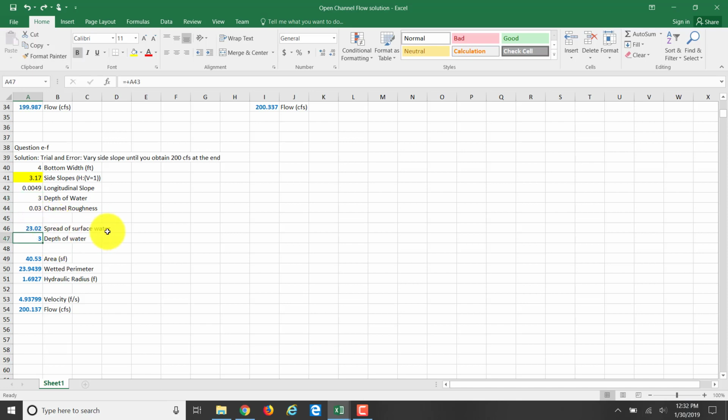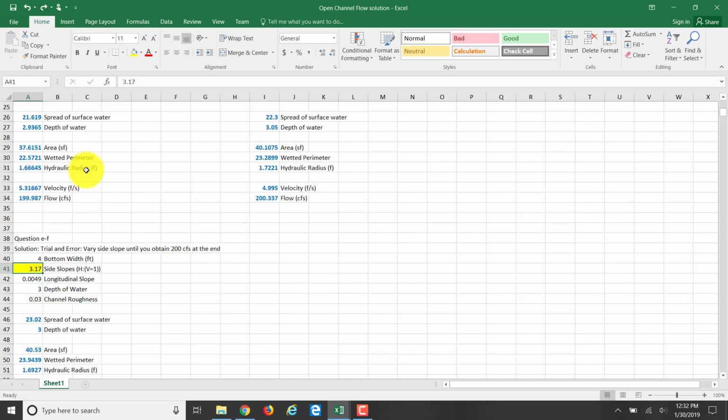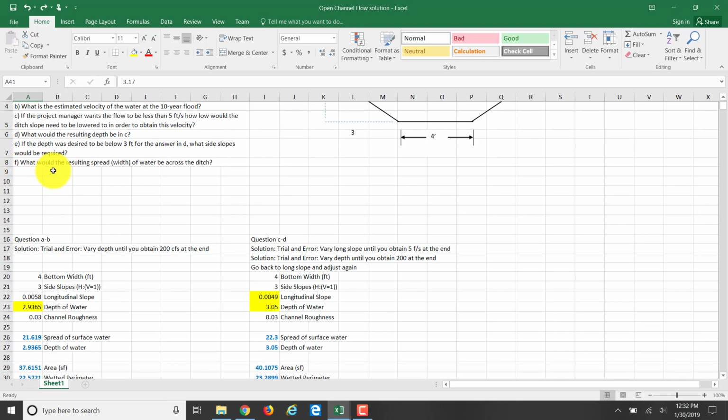So I put that in as my depth of my water. And what I'm going to be doing now is playing with this in order to balance out the 5 feet per second and 200 cubic feet per second of flow and velocity. So now my problem would be over here is just to go ahead and start to change that, because it's looking at what side slopes would be required.